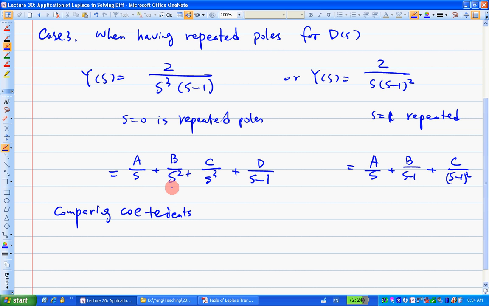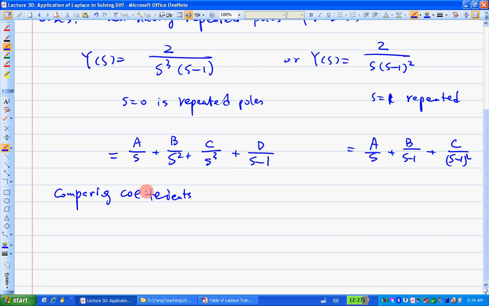So when you have this kind of case, the next step is to decompose it, and this is how you're going to decompose it. It depends on the order, how many times it is repeated. In this case the order is 3, so you're going to have 1, 2, 3 terms here, and the other one, for s minus 1, is the same thing. Then the next step is to solve for A, B, C, or this ABCD here. There is a formula associated with this kind of case.